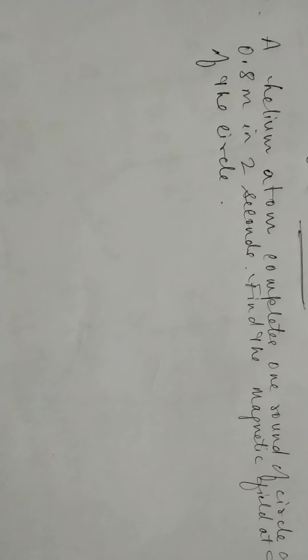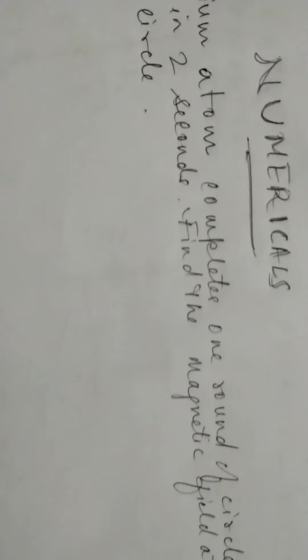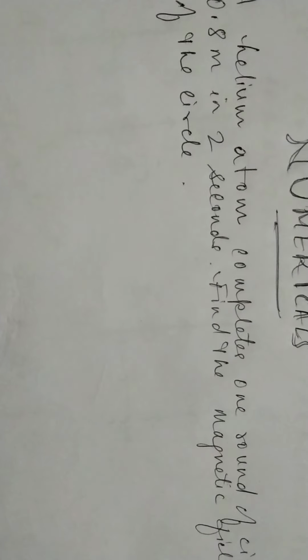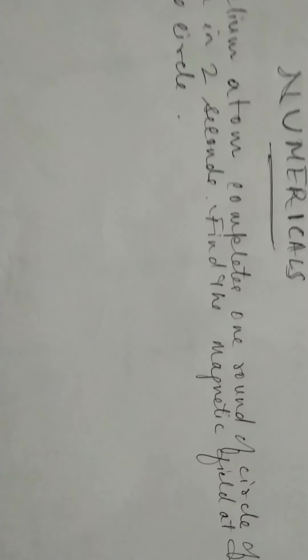Okay, so here what is the condition given? There is a helium atom and it completes one round of a circle of radius 0.8 meter in 2 seconds. Find the magnetic field at the center of the circle. It simply means we need to know the formula for the magnetic field at the center of the circle.